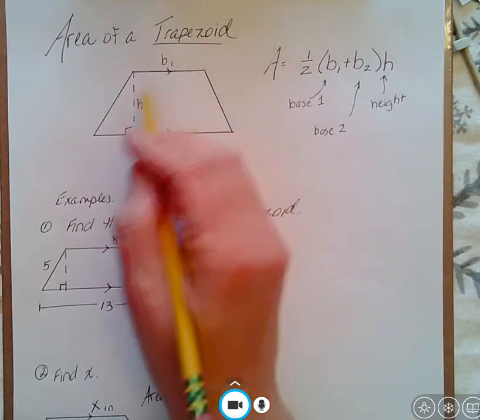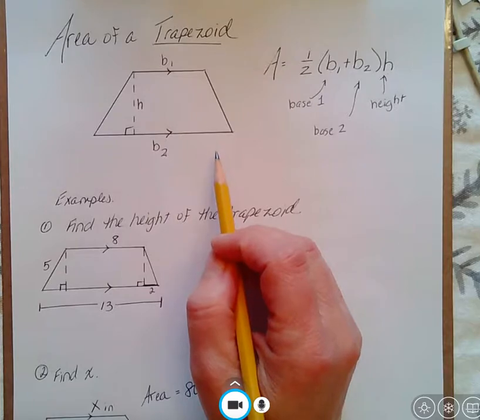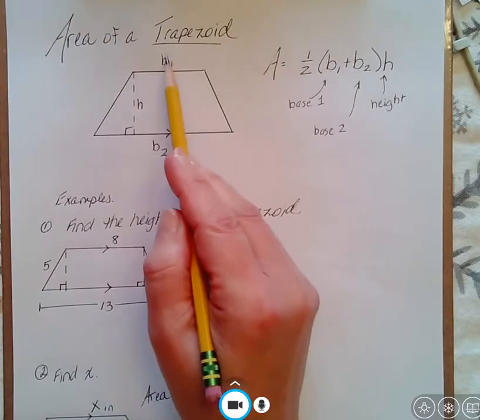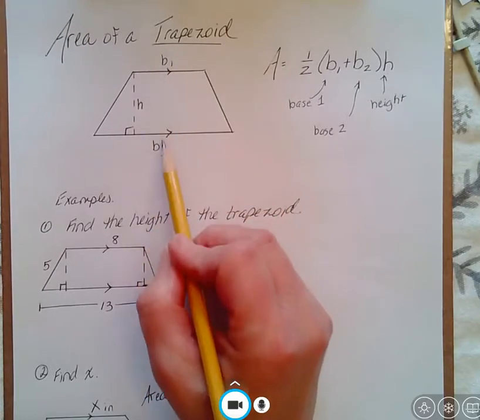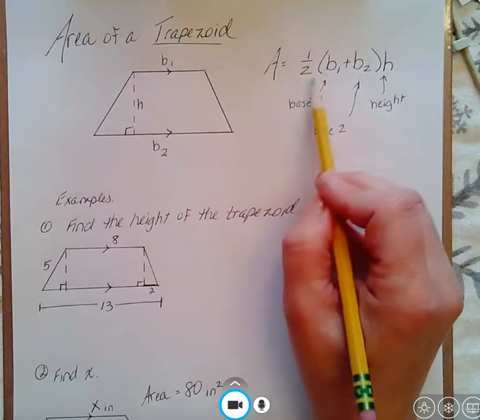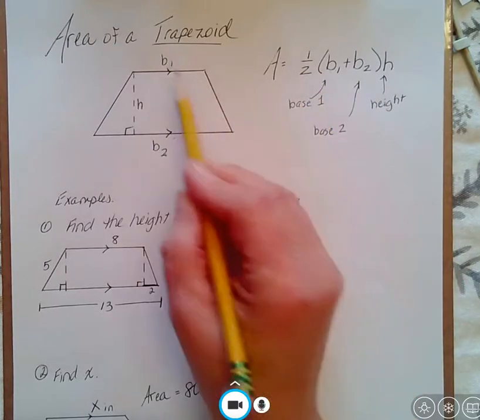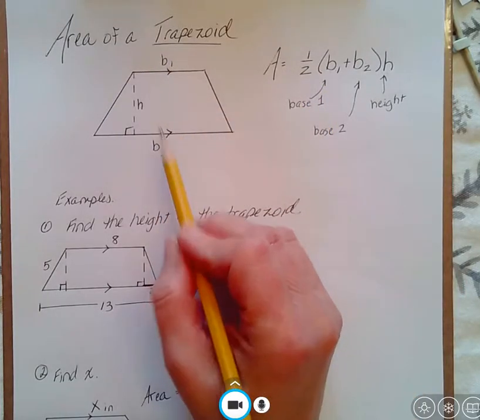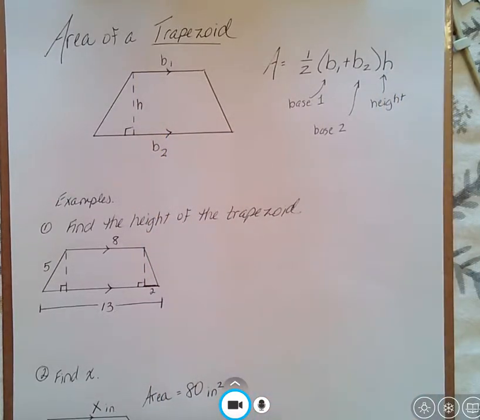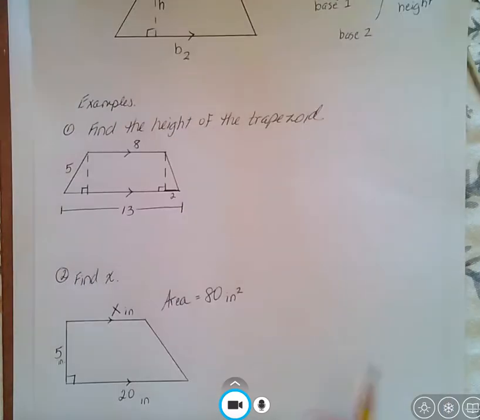So in our picture here, what you would be doing is adding your two bases, the two parallel sides, so add them together, divide by 2 or times 1/2, the same thing. Add these, divide it by 2, then multiply times the height. That's how we're going to find the area of a trapezoid. Let's take a look at a couple little examples here.